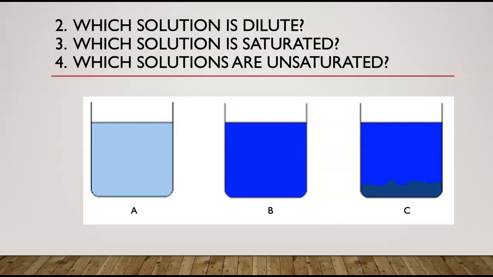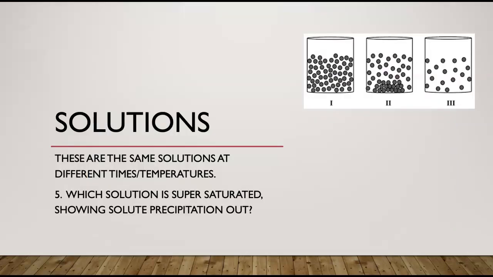All right, hopefully you were thinking that A is dilute and C is saturated. The only way that I can say that C is saturated, now B may be as well, so you could argue that, because I can see there's solute at the bottom here of C. And then I would say that A and B, by process of elimination, would be unsaturated. All right?